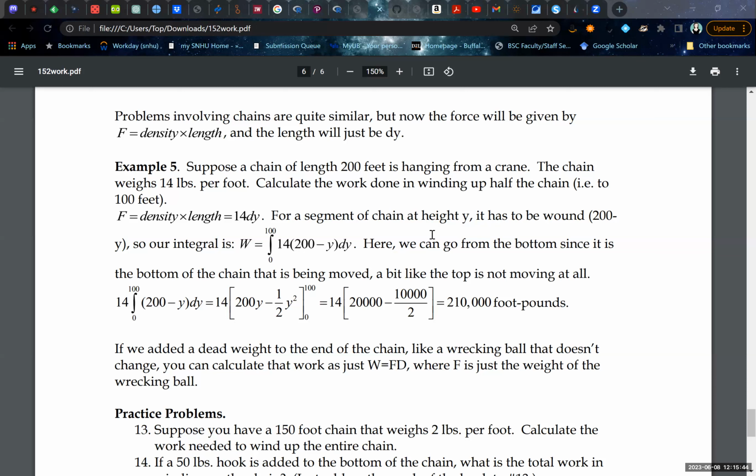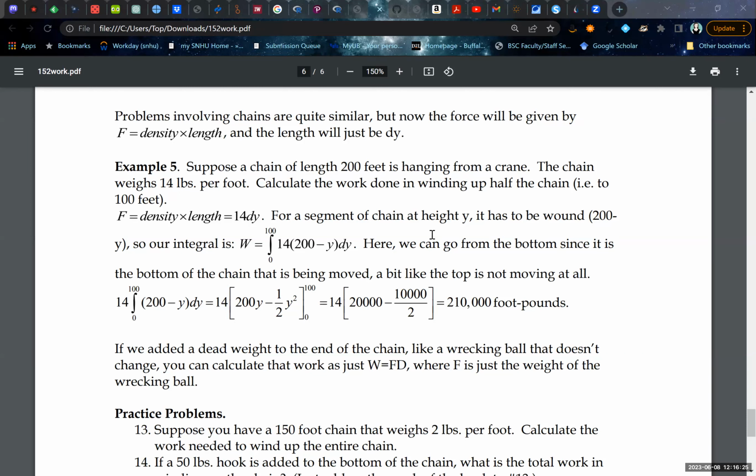Now, for a segment of the chain at height y, so y units above the ground, that piece would have to be wound up 200 minus y feet. So again, if you're at the very bottom of the chain, 0 feet off the ground, then this would be 200 minus 0. And so the very smallest end of the chain would have to be wound up the entire 200 feet. But if you're halfway up the chain, 100 feet off the ground, then that portion of the chain, if you were to wind it all the way up, would only have to go another 100 feet to get to the top.